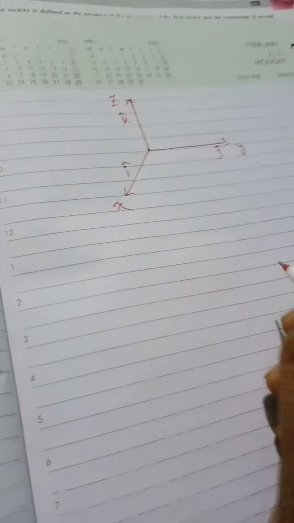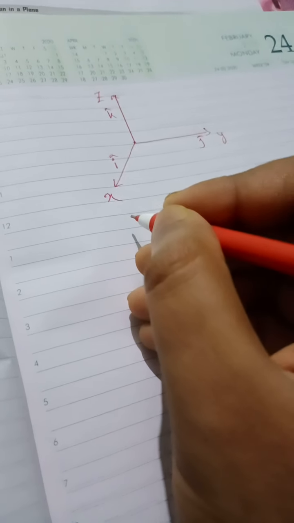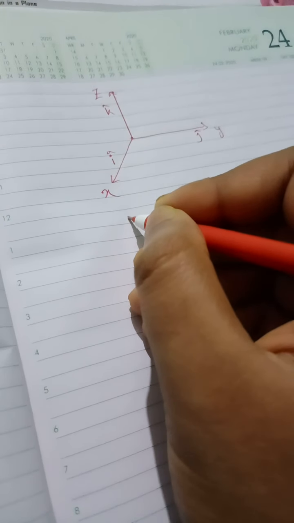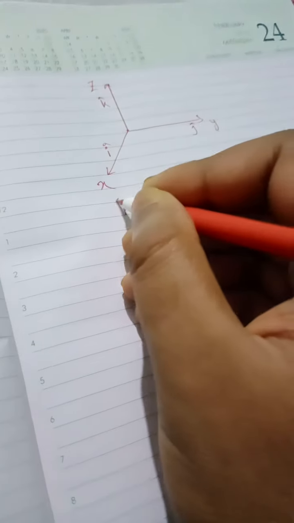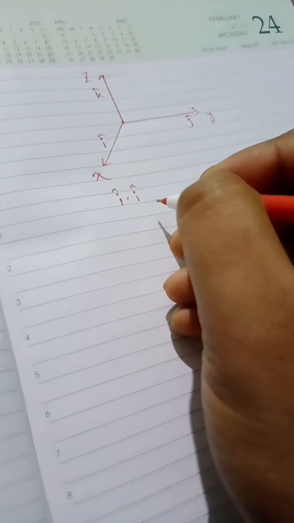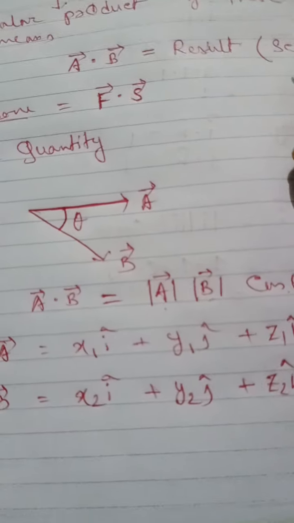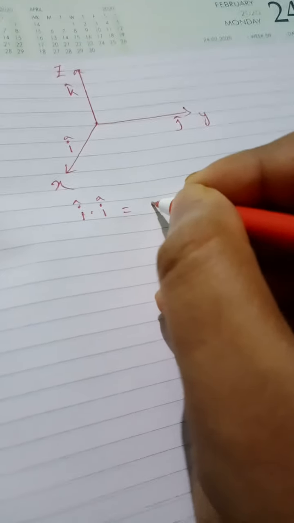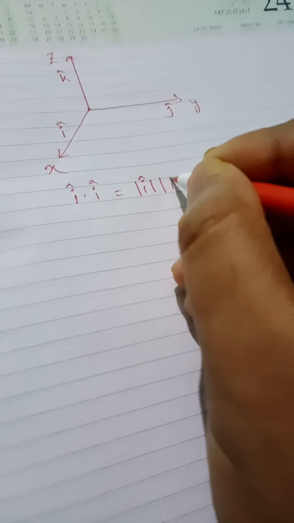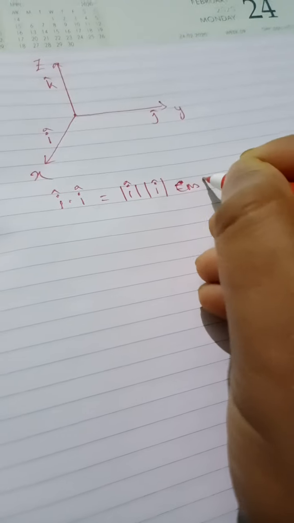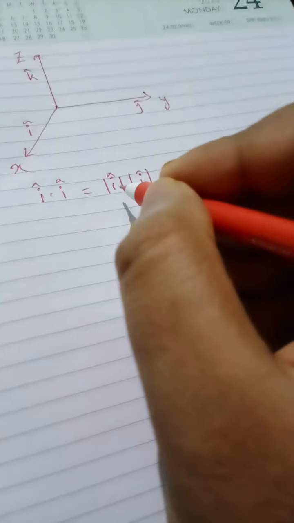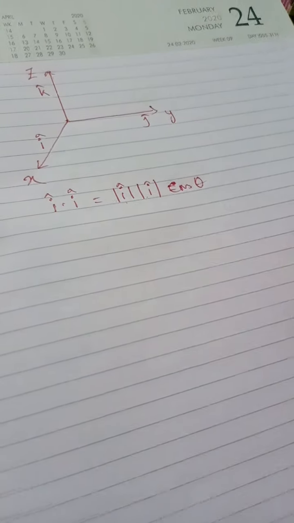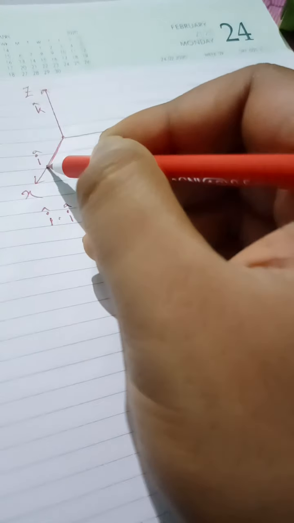First, let us do the dot product between the unit vectors. Suppose i dot i, the dot product of i with itself. What will be the value? We know that A dot B is equal to AB cos theta. Using this formula, i dot i means the magnitude of i cap, times the magnitude of i cap, into cos theta. Both vectors are along the same direction.